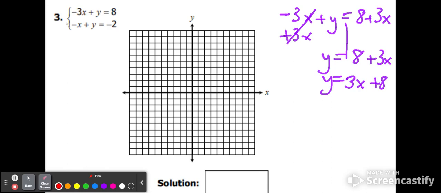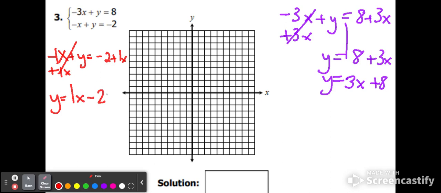Let's look at this one then. -x plus y equals -2. So we just need to move this x term, and it's a -1, so we're going to do plus 1x. And now we have y equals, and let's go ahead and write the mx part first, x minus 2. All right, let's graph it. I'll start with this one at -2, +1 slope, up 1 over 1. Okay, I'll leave it there for right now because I don't know where the other one is yet.